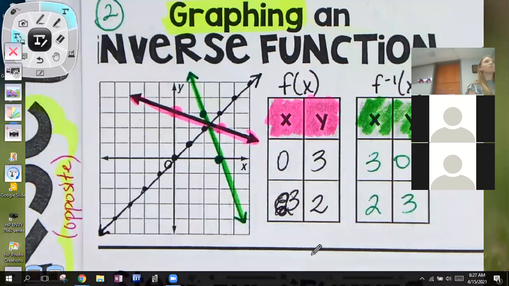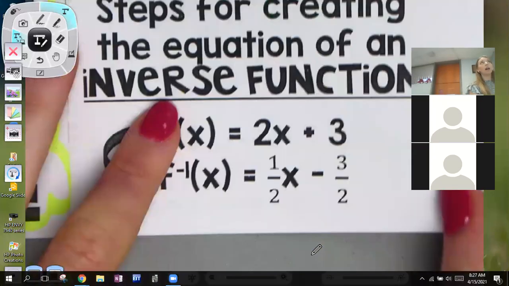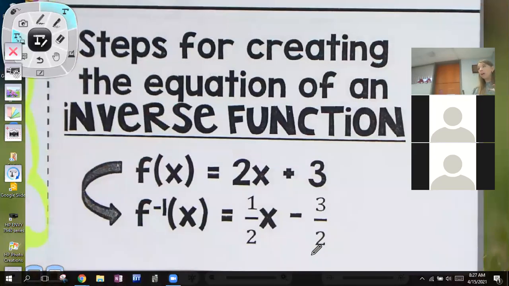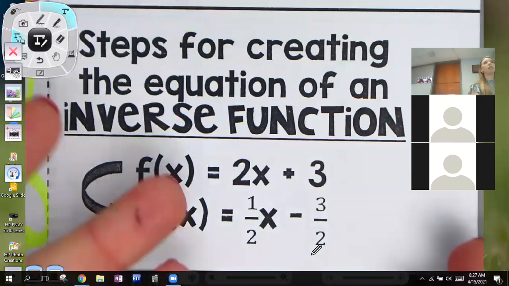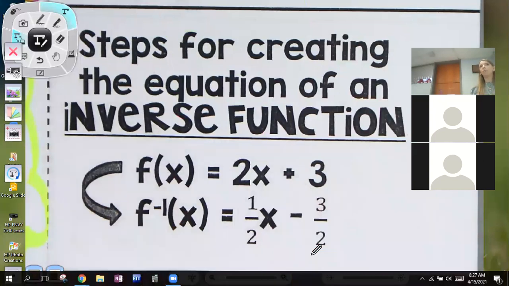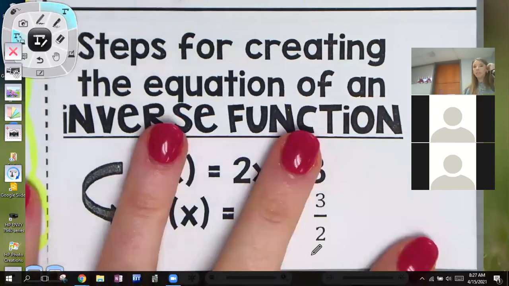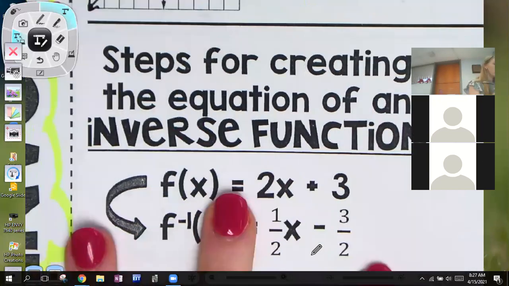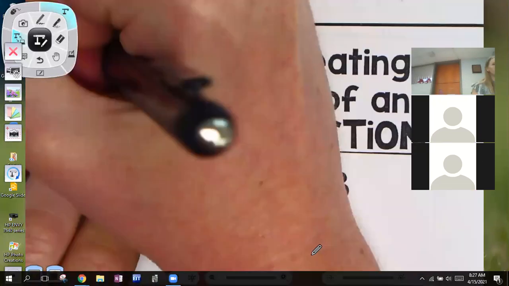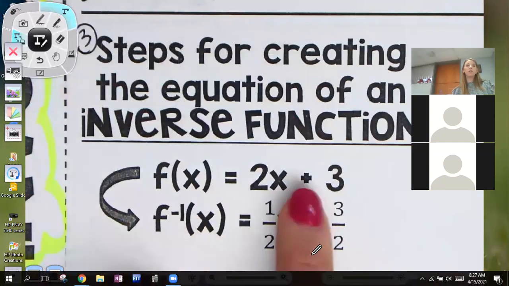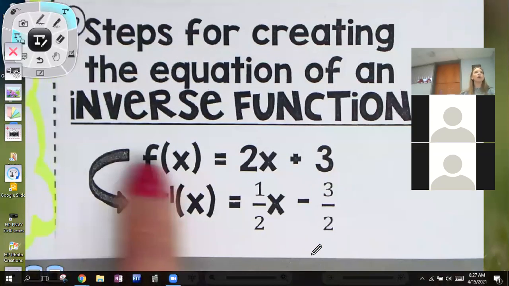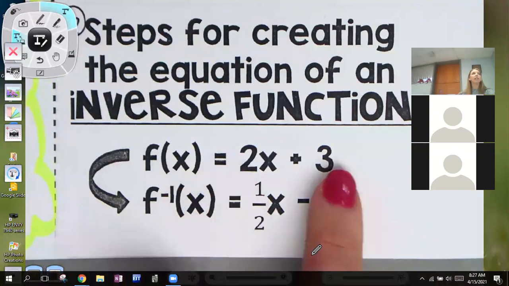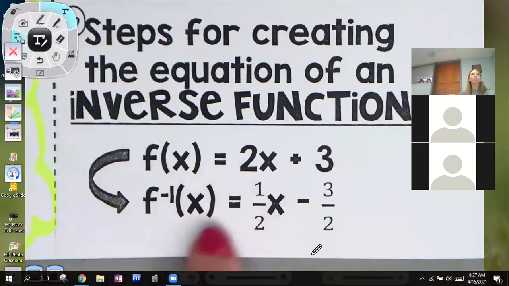Okay, last way, sometimes we may not get coordinates, we may not get a graph, we'll get the equation. If we have the equation, we could graph it and we could make a table of it if we wanted to. But there's another way you can find the inverse algebraically. So this is steps for creating the equation of an inverse function. Here's my original function, f of x equals 2x plus 3. And here's the little symbol. What does this mean? It means the inverse.